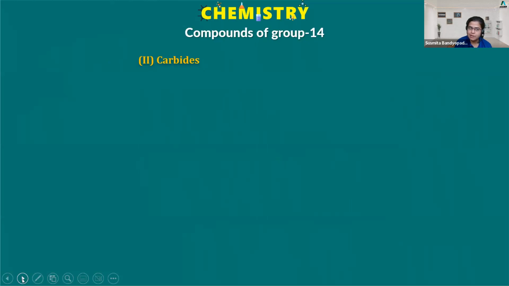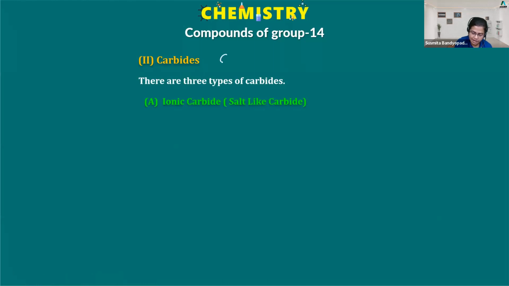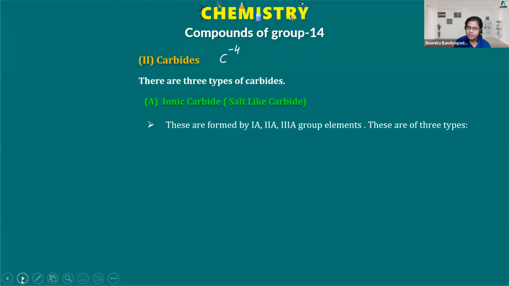Very good. And magnesium carbide on hydrolysis produces propyne gas. Suppose you get only this question, then propyne gas. So there are three types of carbides. One thing is very clear: in carbides, carbon will have a negative oxidation number. So you'll have ionic or salt-like carbides, where the carbon will combine with metals of group 1, group 2, and group 3.